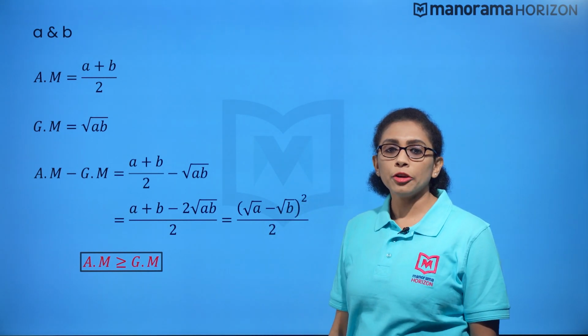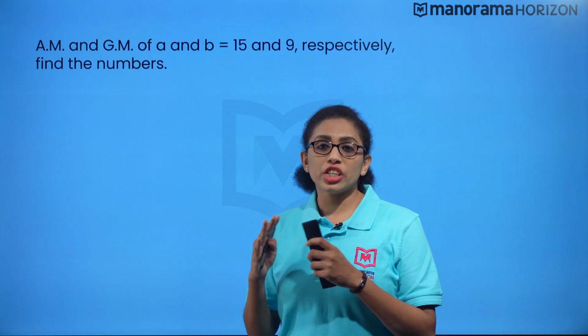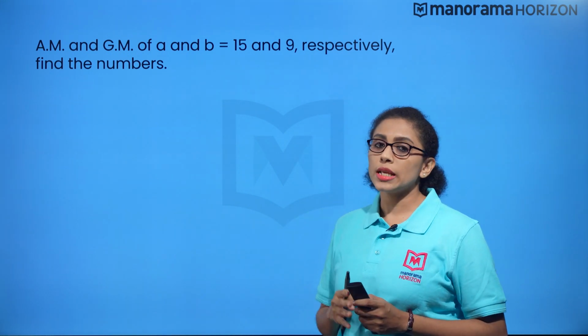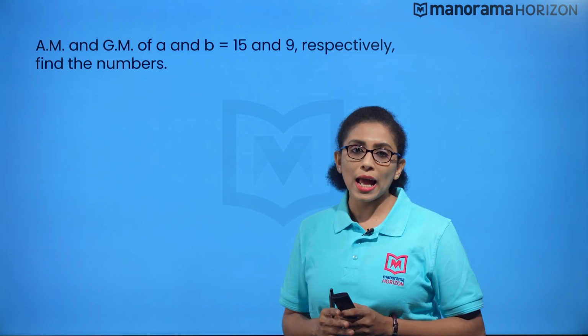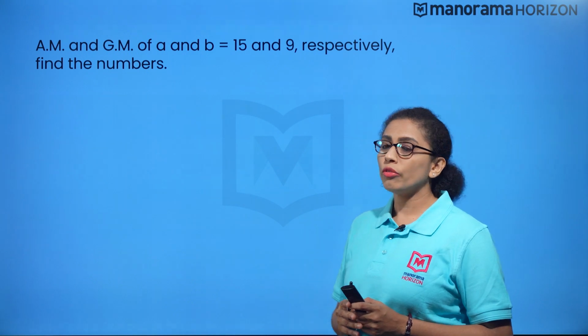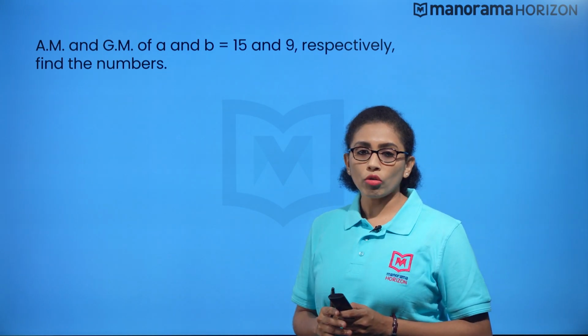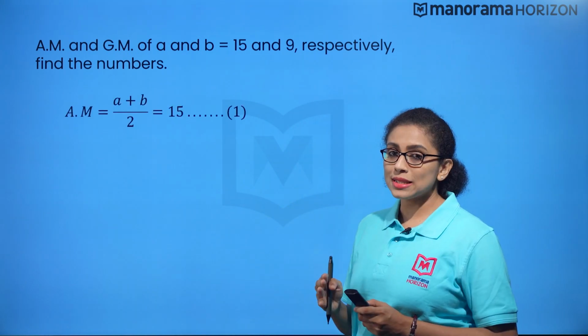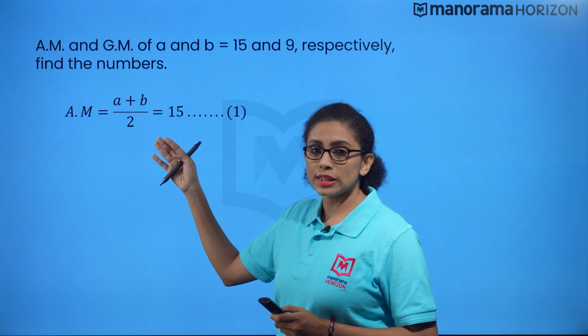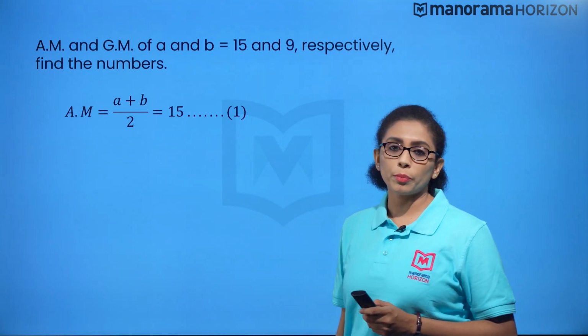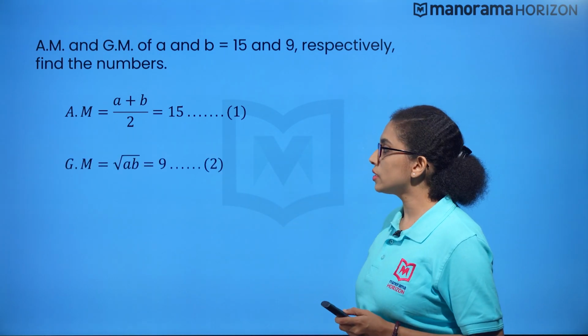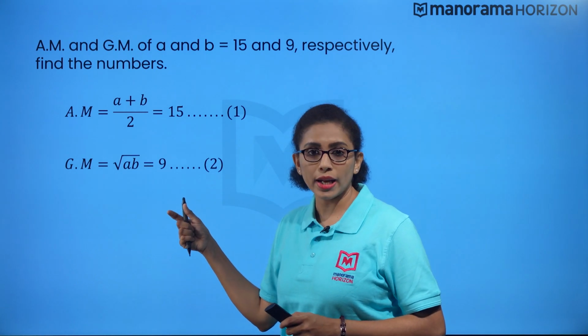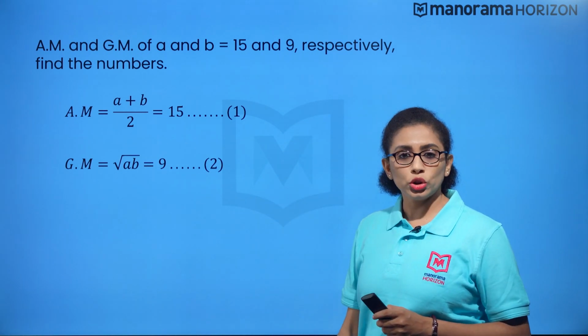Alright? If AM and GM of two positive numbers a and b are 15 and 9 respectively, find the numbers. How to find? We know AM is equal to (a plus b) by 2, which is equal to 15. Let it be equation number 1. Now GM is root of ab, which is equal to 9. Let it be equation number 2.